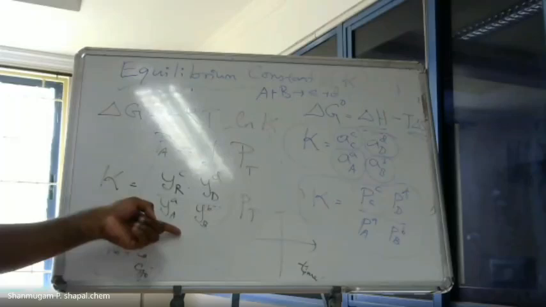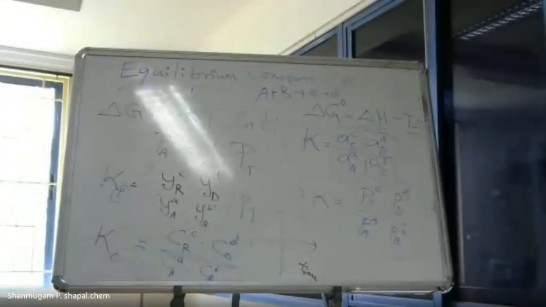And the K can also be written in terms of concentration. Here we say Kp because we put it as a pressure, and here we put it as a concentration, so we can write it as C_C C_D over C_A C_B. So this is in terms of the concentration. So this is how the equilibrium constant value will be represented.